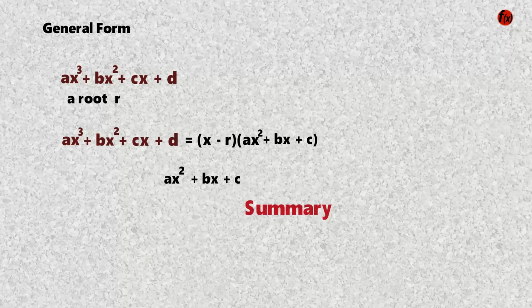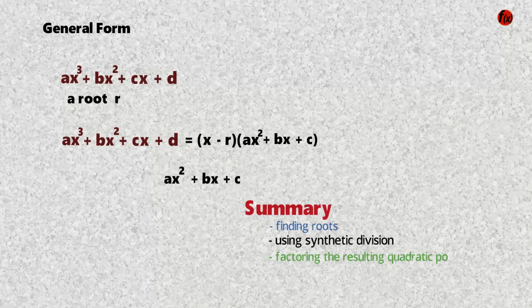Summary. Factoring a cubic polynomial involves finding roots, using synthetic division, and factoring the resulting quadratic polynomial. The rational root theorem and synthetic division are powerful tools for this process.